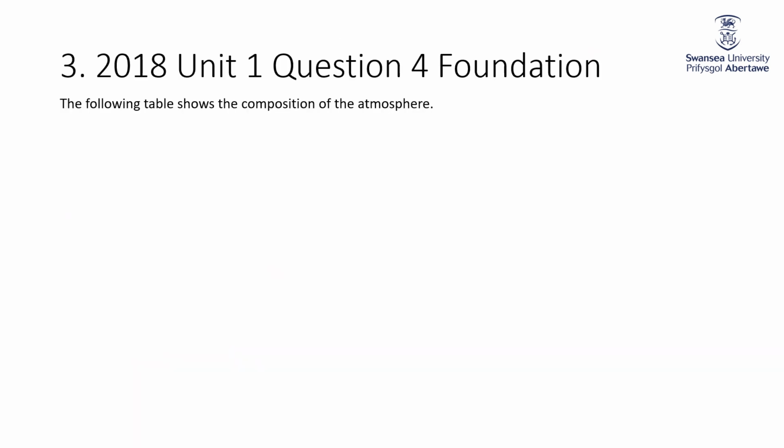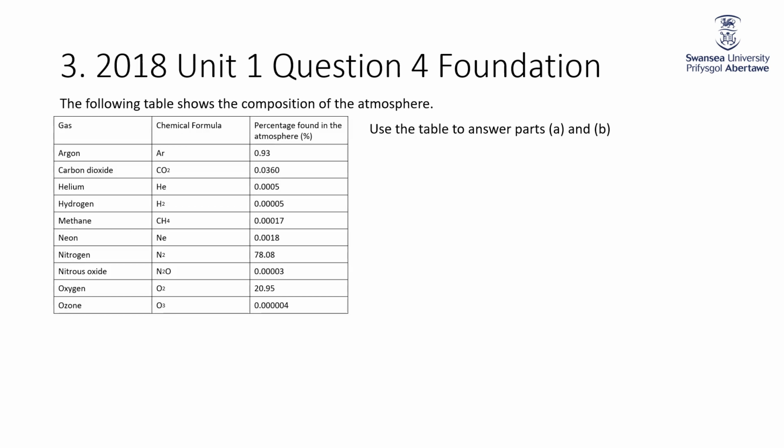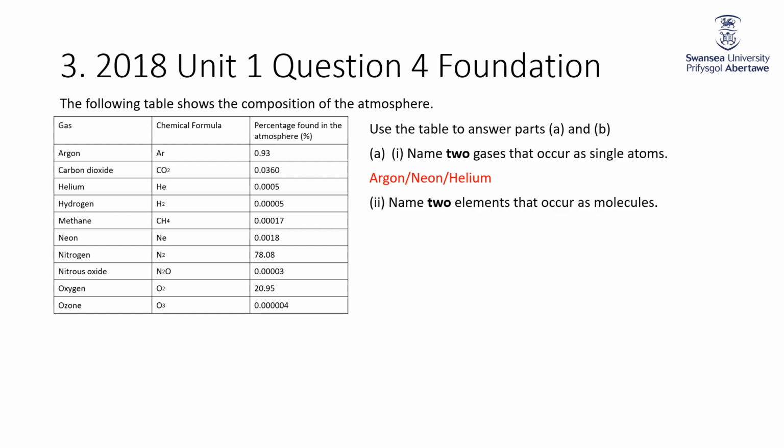Question 3 talks about the composition of the atmosphere, and it gives us this table to have a look at. So we need to use this table. So part A is to name 2 gases that occur as single atoms. And you could have any of these 3: argon, neon, and helium. Then next is to name 2 elements that occur as molecules. So you could have nitrogen, oxygen, ozone, or hydrogen.